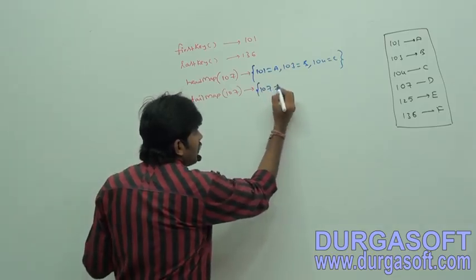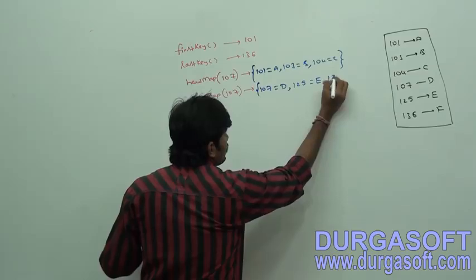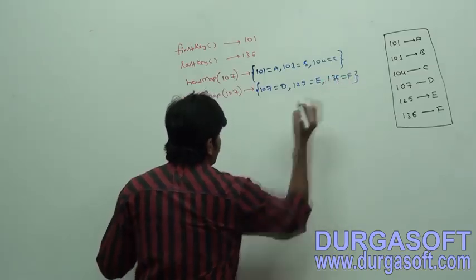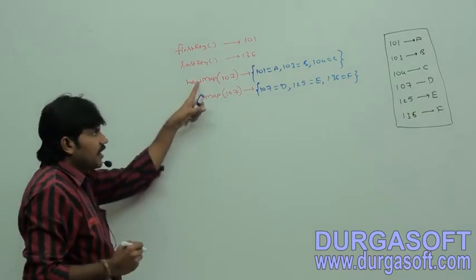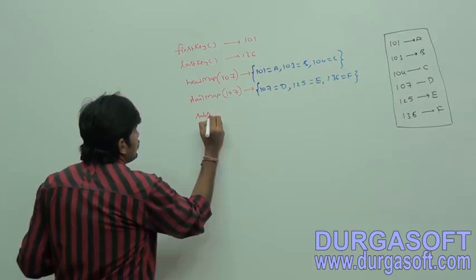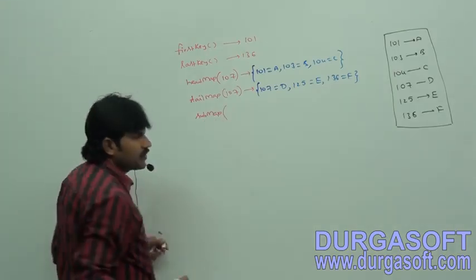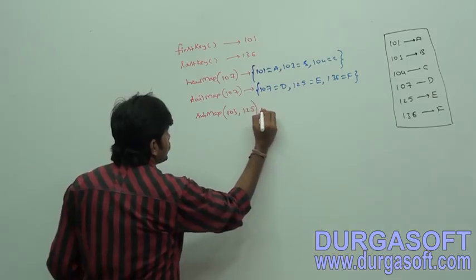107 is equal to D, 125 is equal to E, 136 is equal to F. Are you getting? 136 is equal to F. So head map, tail map. Next one, sub map. Sub map of 103, 125.